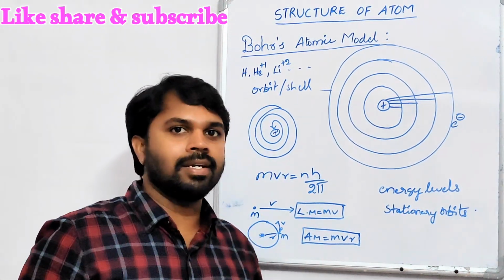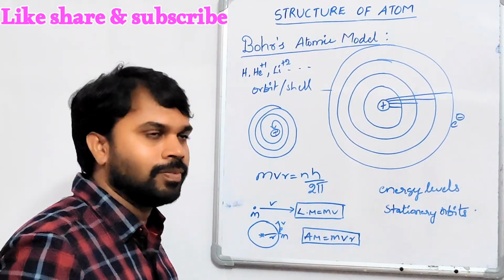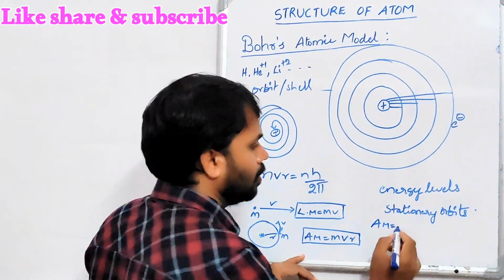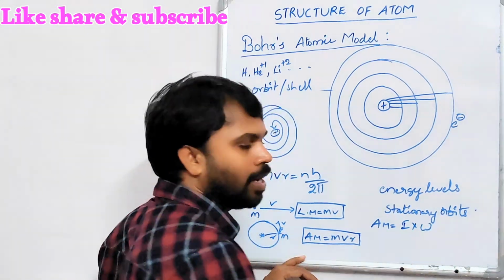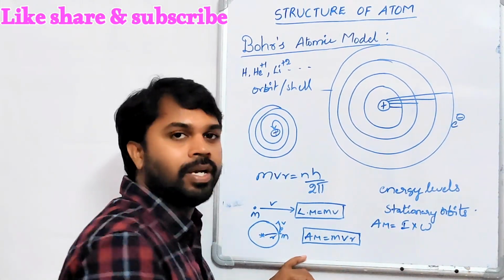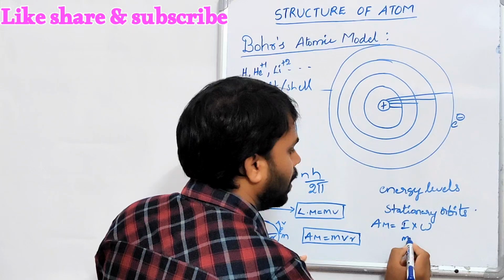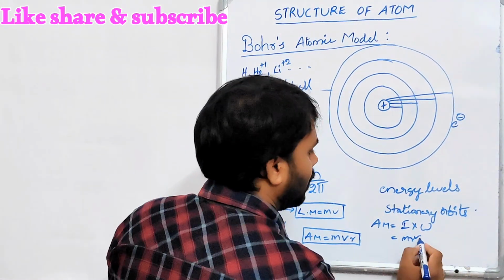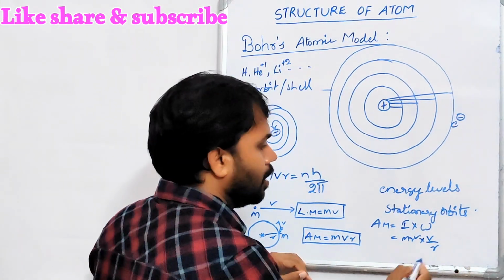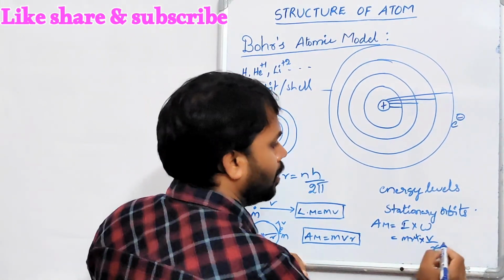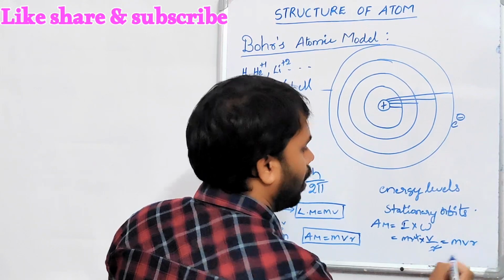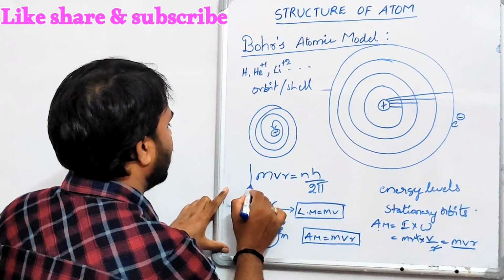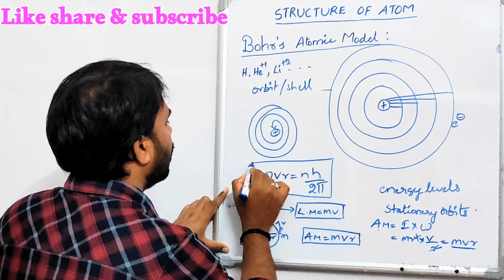Now we want to know exactly how this mvr comes. Angular momentum is equal to I into omega. I is nothing but the moment of inertia, which equals m r square. And omega is the angular velocity, which equals v by r. This r square gets cancelled, then we get m v r. Angular momentum is equal to mvr. mvr is an integral multiple of h by 2 pi.